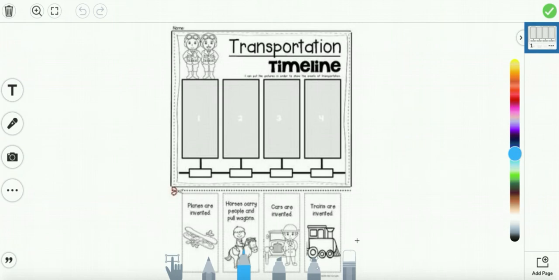So which of these do you think happened first? Did people invent planes first? Were horses used to carry people and pull wagons? Were cars invented or trains? Which one happened first? Yes, horses carry people and pull wagons. What do you think happened next?